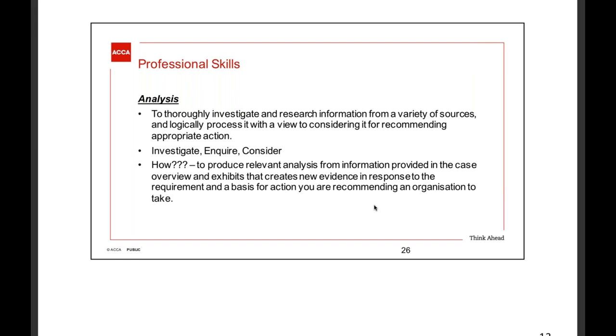So the next part is actually analysis. What analysis skills require is for you to thoroughly investigate and research for information from a variety of sources. So when I say a variety of sources, if you look at the exhibits, sometimes you find that an exhibit only has financial statements. They don't have anything else.